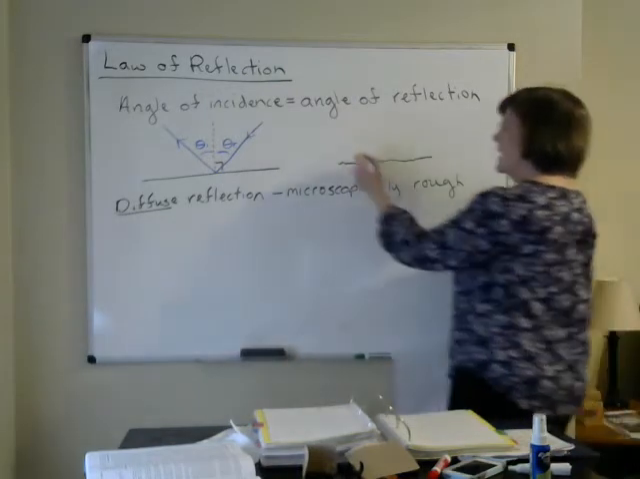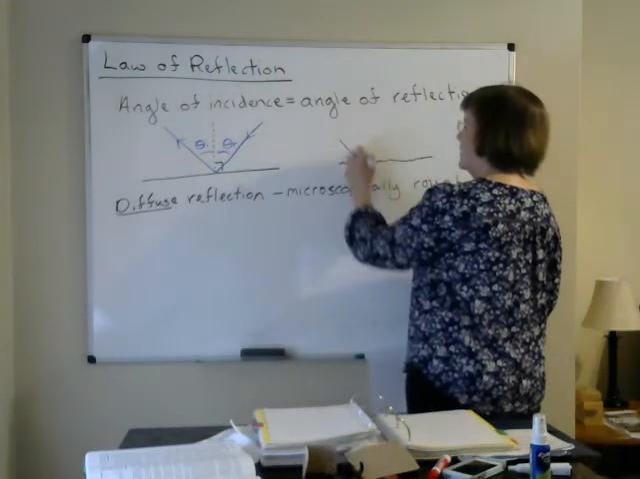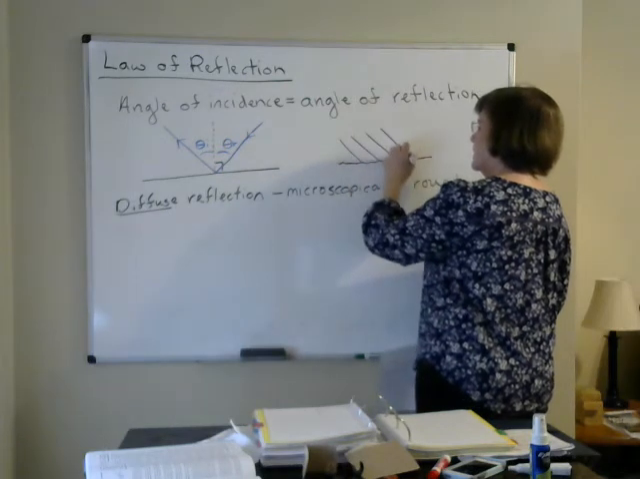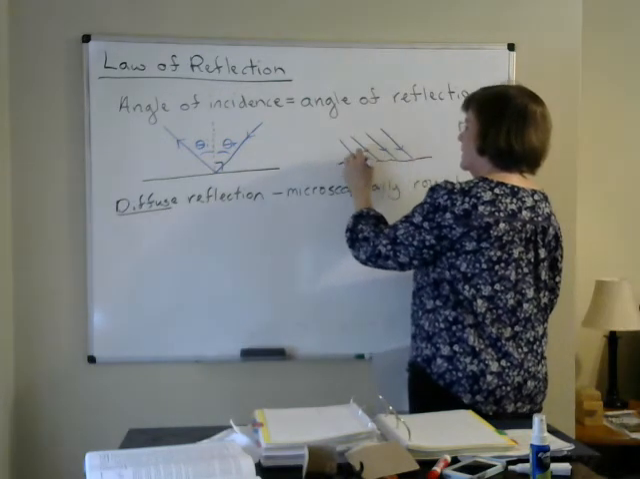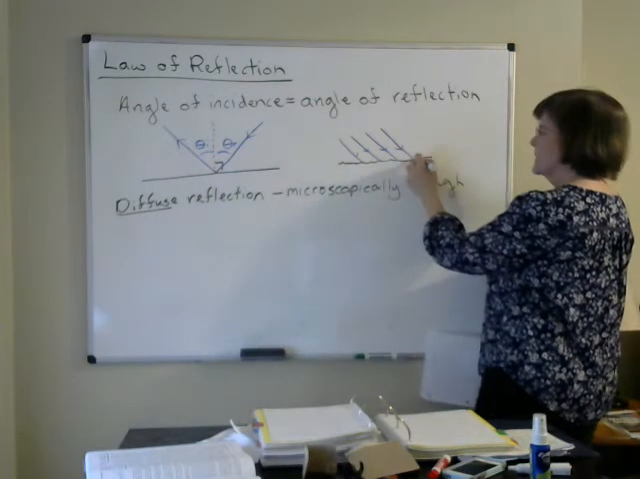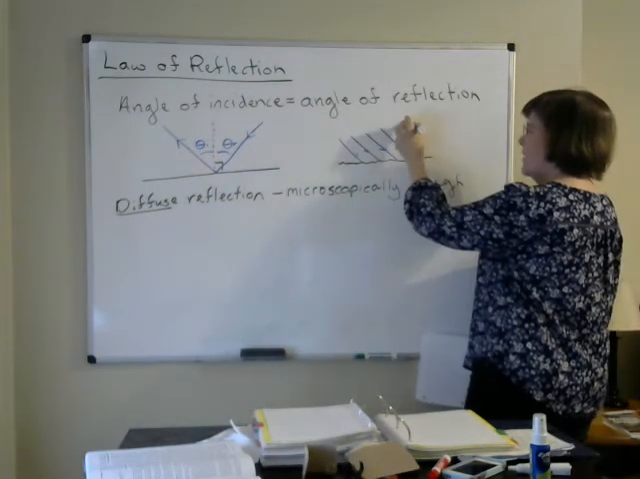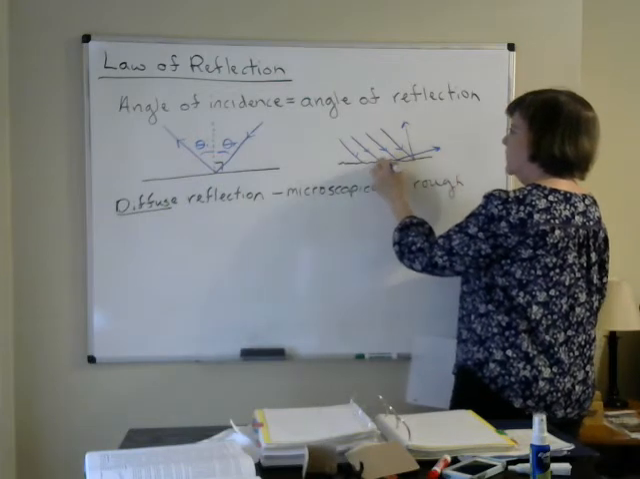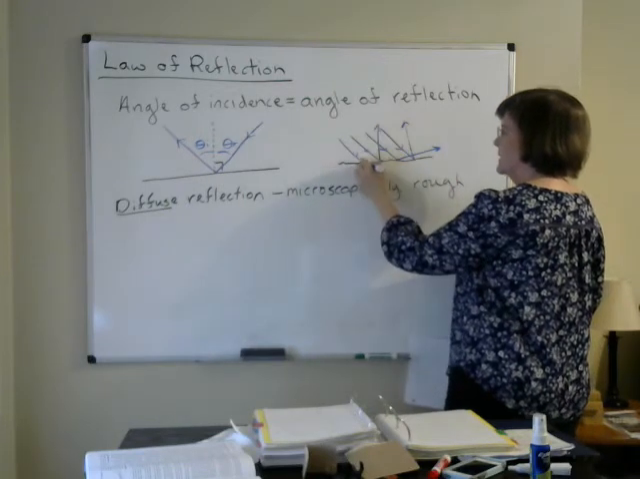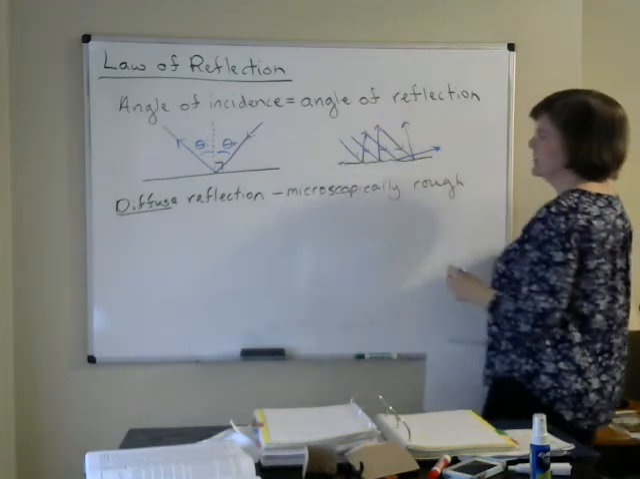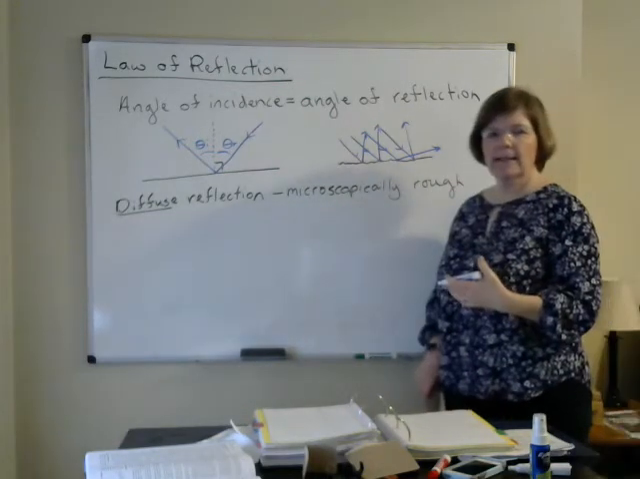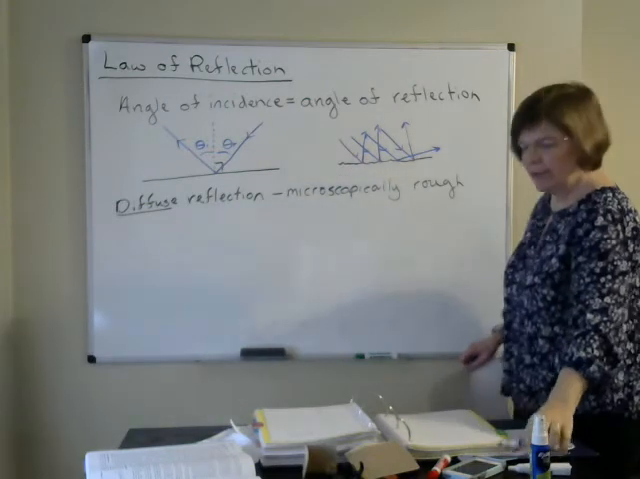So even if I have a bunch of parallel rays of light, when they hit that surface, the law of reflection will send them off in some pretty random directions, depending on what their angle of incidence is on that rough surface. And as a result, you can't look at it and form a clear, sharp image.